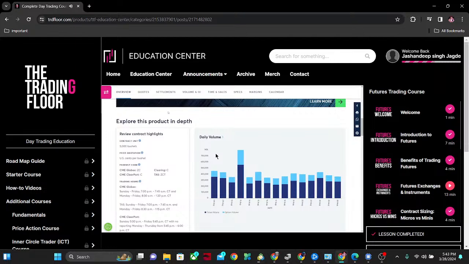And then scrolling down, you can see the explore the product in depth. You can see that each contract unit is referring to 5,000 bushels. The contract is traded as ZC. Here are the contract hours. And here you can see again the volume that was traded. Let's jump over to one more.